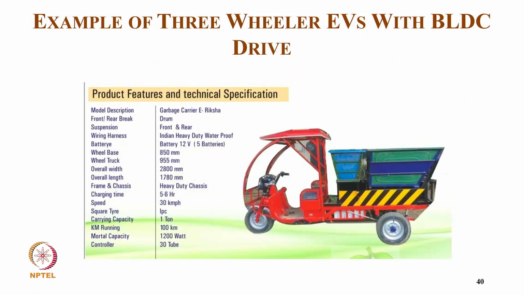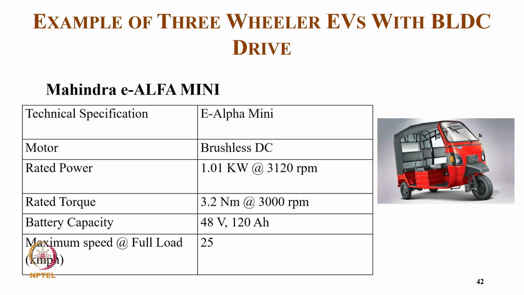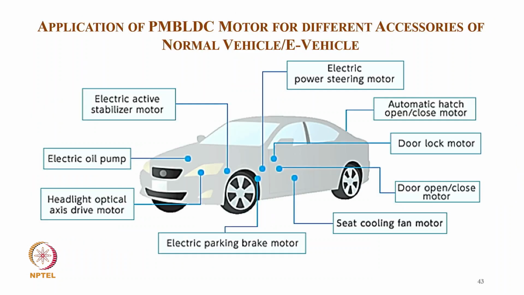And then you have another, a garbage carrier e-rickshaw with a rating of 1200 watt motor. Then you have the food vegetable cart with a motor of 1200 watt. And then you have the Mahindra E-Alfa Mini e-rickshaw of 1 kilowatt at 3120 rpm.